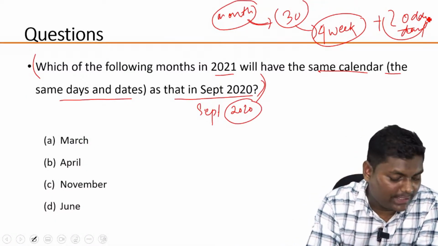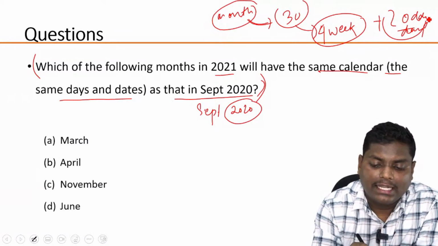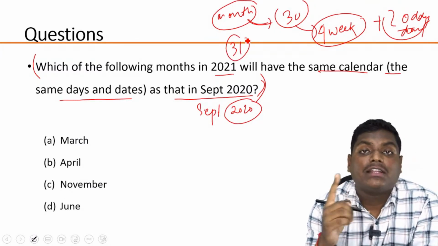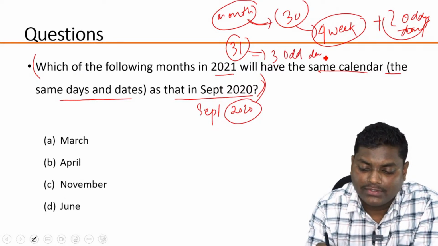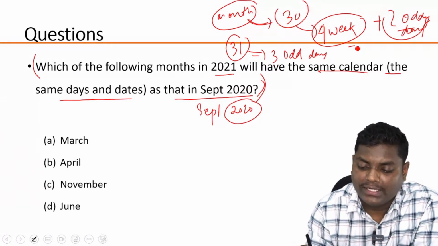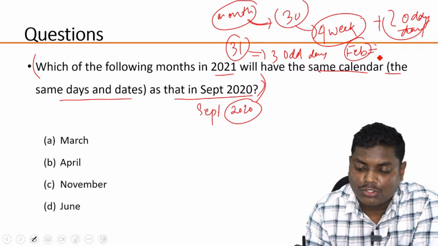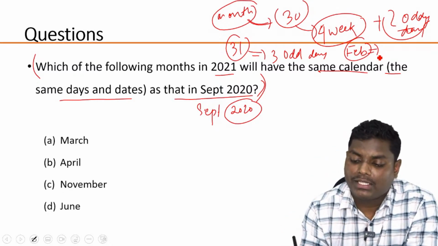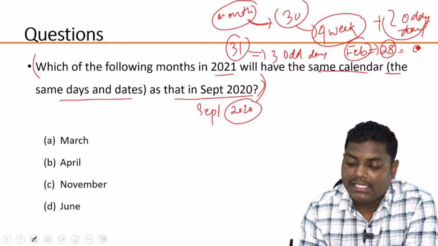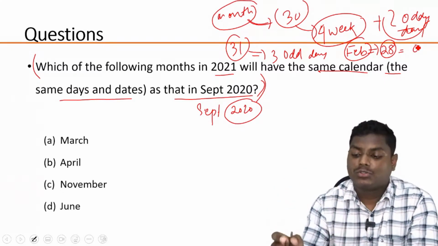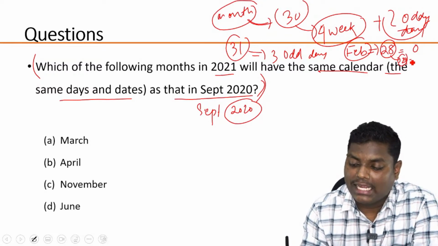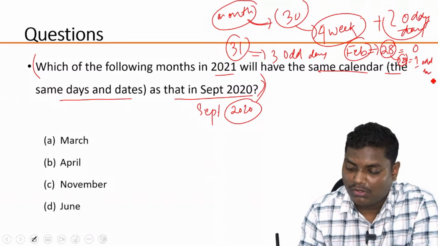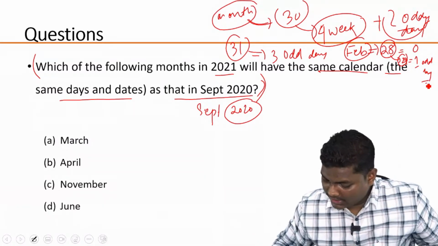So in a month of 30 days, there are 2 odd days. In a month of 31 days, it's 4 weeks plus 3 days, so there will be 3 odd days. Odd days means extra days. And for a month of February, if it is not a leap year, then we are having 28 days, so it will be exactly 4 weeks and has no extra days. And if it is 29, if it is a leap year, then we'll be having 1 odd day extra.